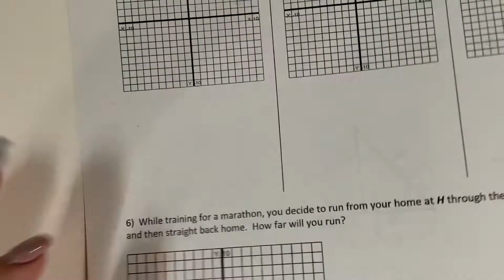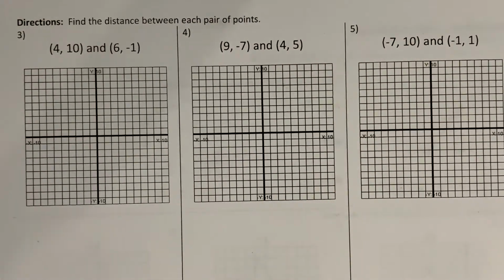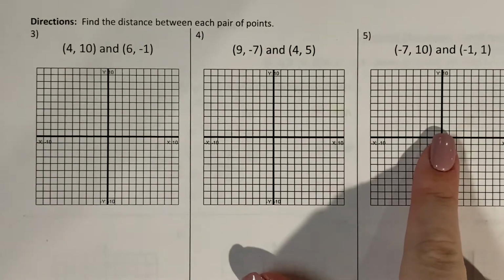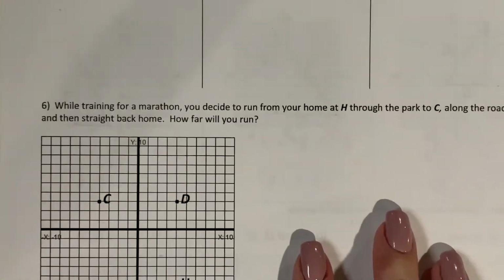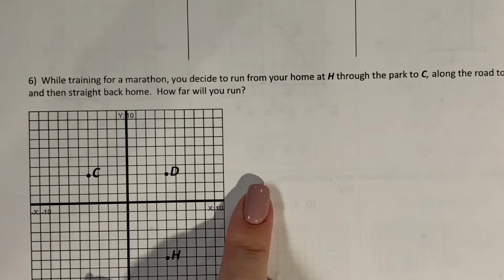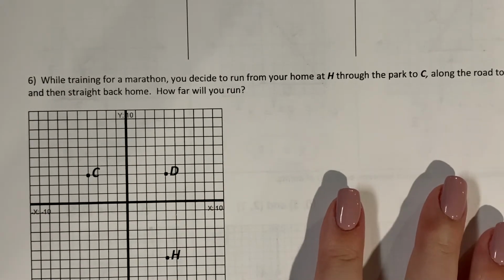All right, if we flip to the back side, you have U-tries 3 through 6 to do. For 3 through 5, you're finding the distance between each pair of points like we just did. And then when you get to U-try 6, it's similar to what we've been doing, but it's a little bit of a story problem. So go ahead, pause the video and see what you come up with.